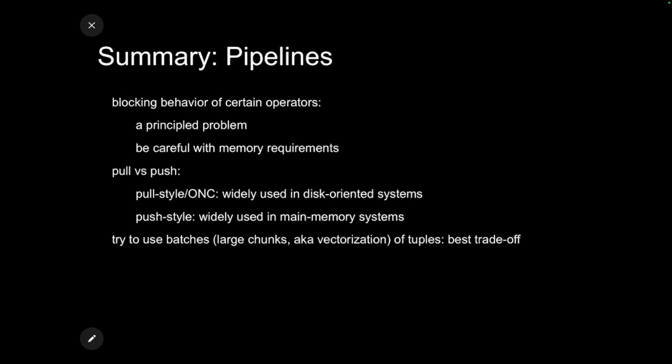You have to be careful with memory requirements. So when organizing or creating a pipeline, it's not only thinking about computations, but also thinking about how much memory I am going to consume. If you sort a terabyte of data, it's not going to work. And there are these two paradigms in organizing those pipelines, and that's pull versus push, or any mix of these paradigms. This pull style, or iterator style, was widely used in disk-oriented systems. And why was it used back then?